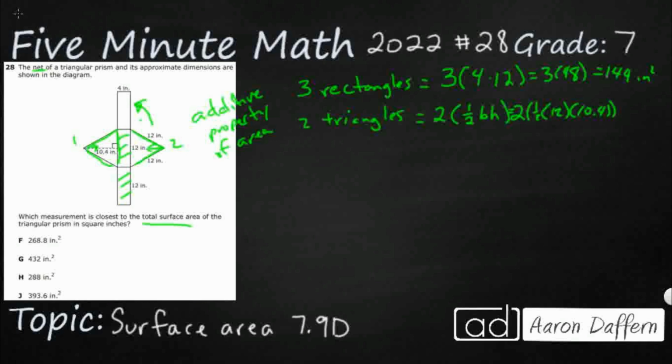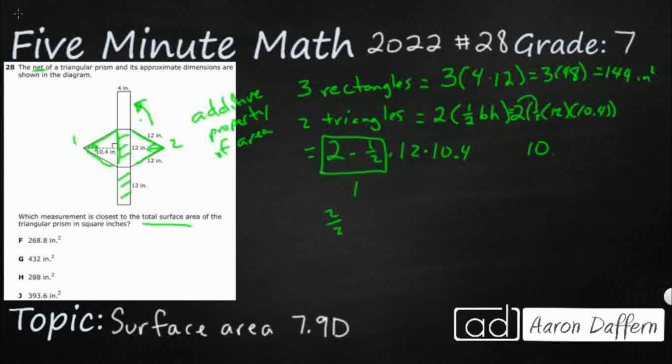Now, check out what I can do here. Since they're all multiplication, I can take the parentheses off. I don't really need them, right? So I can just do 2 times 1/2 times 12 times 10.4. And I can multiply these in any order I want to. Oh, it's 2 times 1/2. That's just 1, right? That's just 2 over 2. So now I don't have to worry about that. I just simply need to do 12 times 10.4, since I'm doubling it, there's two triangles.